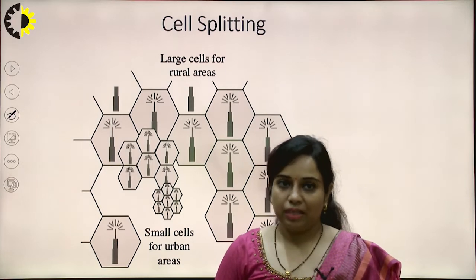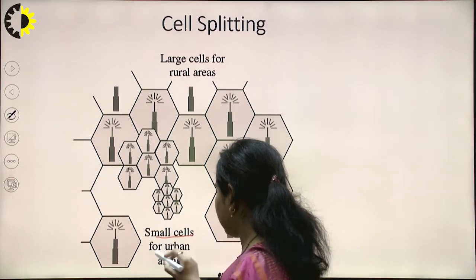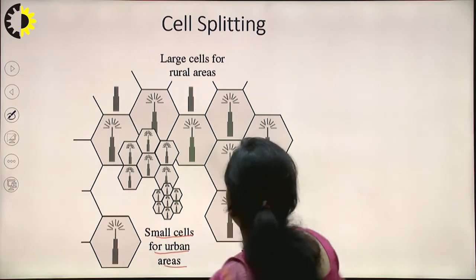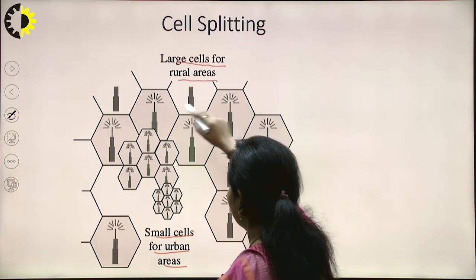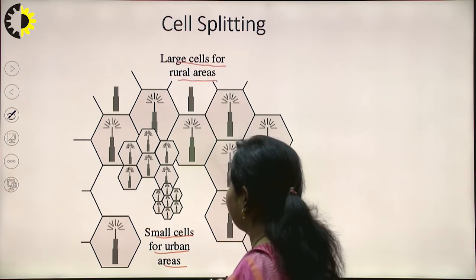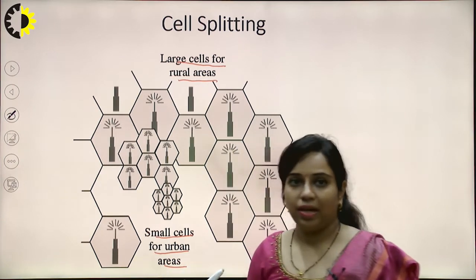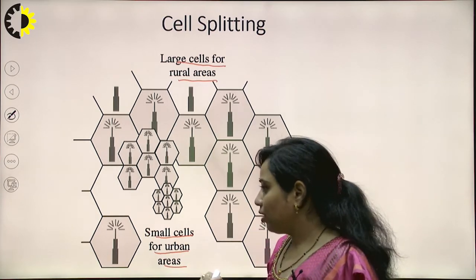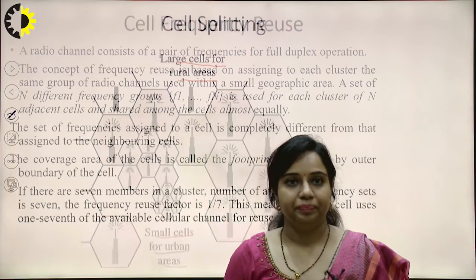Now next is the cell splitting. You can see over here that small cells are considered for the urban areas where the population is quite high, and large cells are considered for the rural area. When the population is quite less, then the large cell size is considered, and the small cell is for urban area. So this is the consideration for cell splitting.